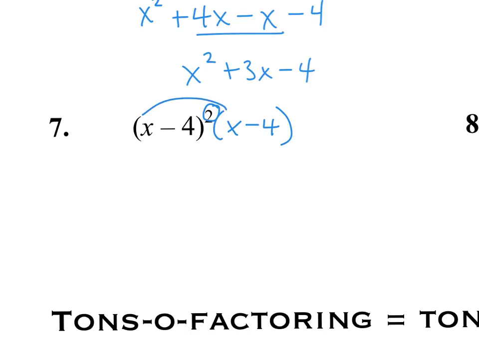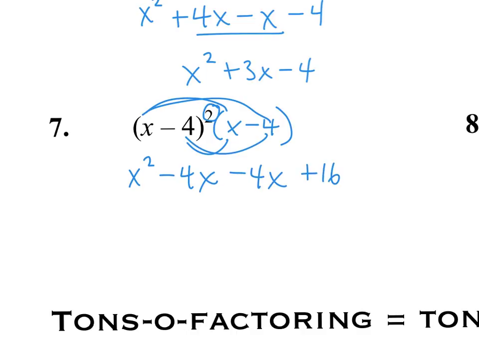So now we do x times x is x squared. X times negative 4 is negative 4x. Negative 4 times x is negative 4x. Negative 4 times negative 4 is positive 16. If we combine everything together, what do we get? I heard x squared plus 16, so he's saying negative 4x and negative 4x cancel out. What'd you get, Charlie? X squared minus 8x plus 16. Minus 8x plus 16, negative 4 and negative 4 makes negative 8.